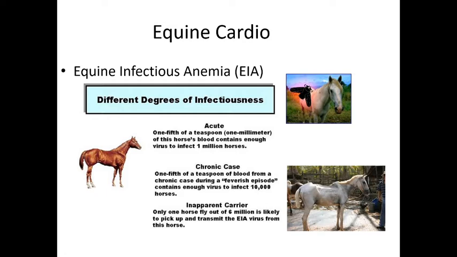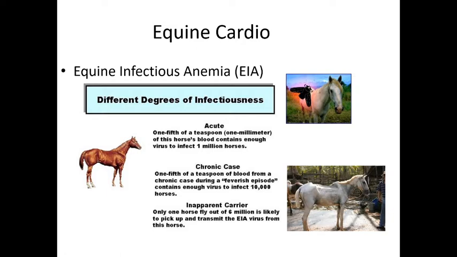So when we're talking about the cardiovascular system, there are a couple of common diseases that we can see problems with. First one we're going to talk about is equine infectious anemia. Equine infectious anemia is passed by a biting fly. There are different degrees of infectiousness, and this is really with just about all infectious diseases. We have acute, we have chronic, and we have an inapparent carrier.